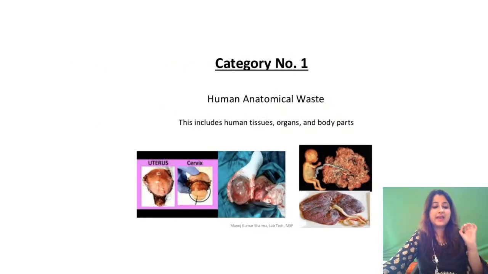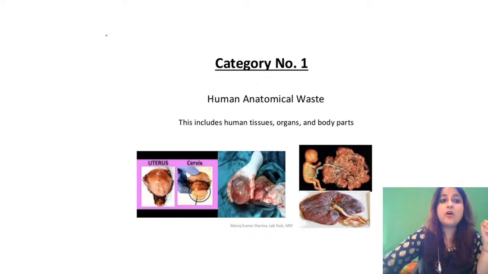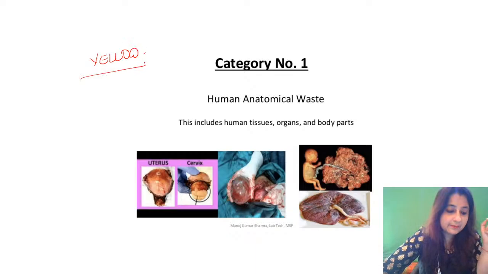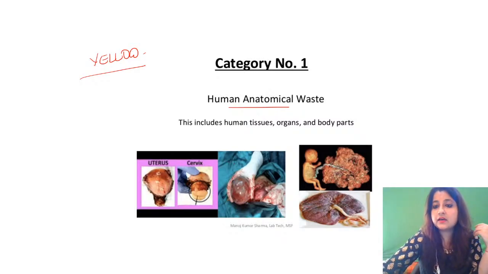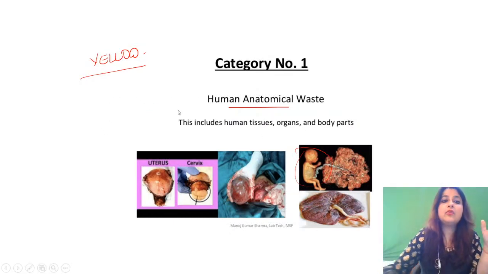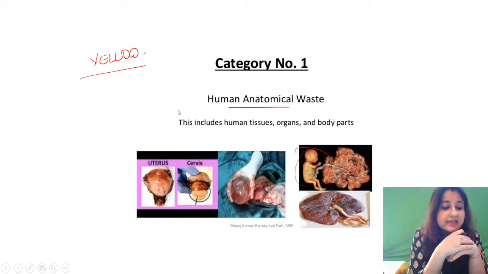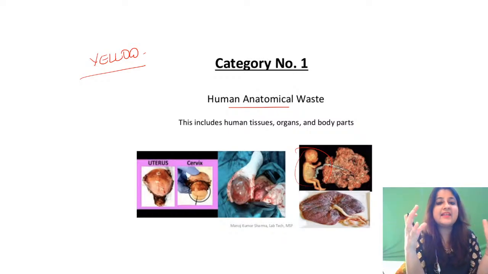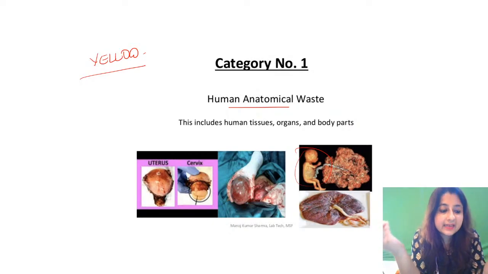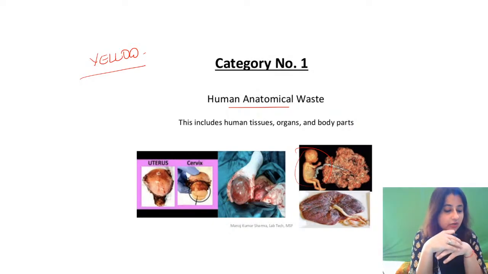Now comes a very important category of biomedical waste, which is yellow, guys. So what do we put in yellow? Any form of human anatomical waste, like the uterus, cervix, fetus, placenta, everything goes into a yellow color bag. How are we going to dispose of the yellow color bag? We will be carrying out incineration. You'll be seeing the incinerators also in a while.